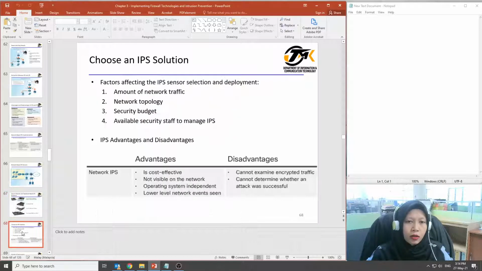Okay, alright. So when you want to implement the IPS, you need to have a factor to choose which IPS you need to deploy. So this is among the factors that will affect the IPS sensor selection in deployment. The first, how about the amount of network traffic?